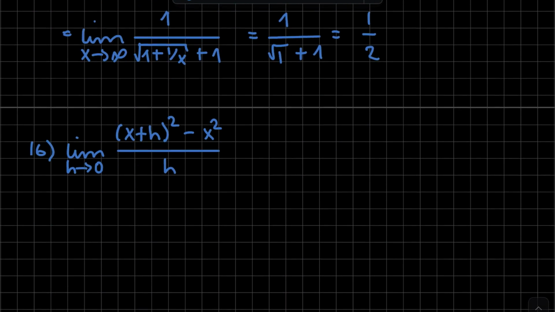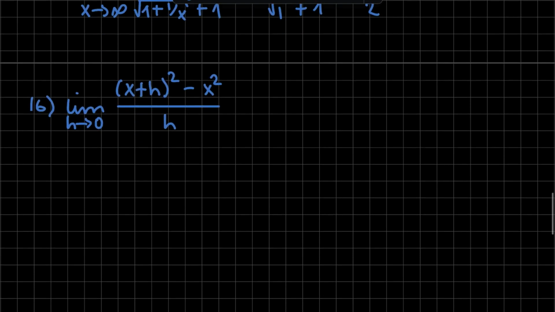Okay, let's do one last one. We have the limit as h tends to 0 of (x plus h) squared minus x squared, all over h. So why don't we use the difference of two squares formula to factorize this, and then hopefully something will cancel out conveniently. So we're going to have the limit as h tends to 0 of (x plus h minus x) times (x plus h plus x), all over h.